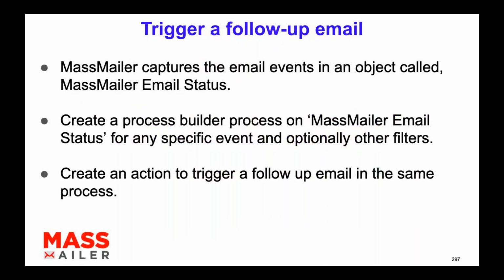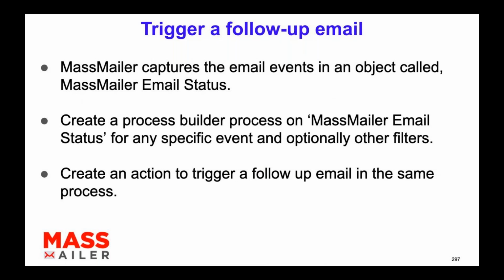Today we're actually going to take a look at the Process Builder, even though you can achieve the same thing using Flow as well. So how do we trigger a follow-up email? The concept is that MassMailer has a custom object called MassMailer Email Status, which captures the email events such as open and click. It also captures other events: delivered, processed, time report, unsubscribe, group unsubscribe, bounce, and so on. But in this particular example, we're interested only in a click event.